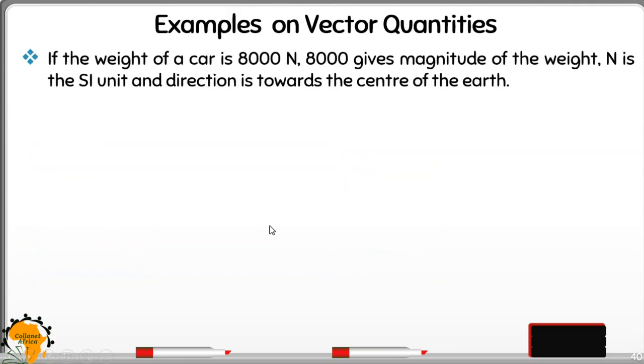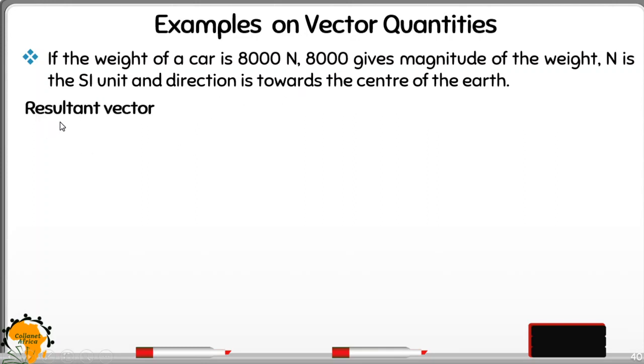So we move to an example. If the weight of a car is 800 Newton, that is the weight of the car. 800 gives the magnitude, that is the size. Then N is the SI unit. And because it is the weight, the direction is towards the center of the Earth. So in other words, we can say that the weight has both magnitude and direction. It is a vector quantity.